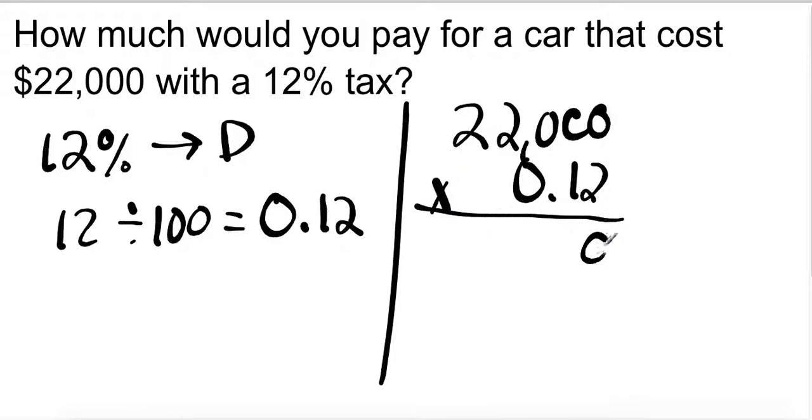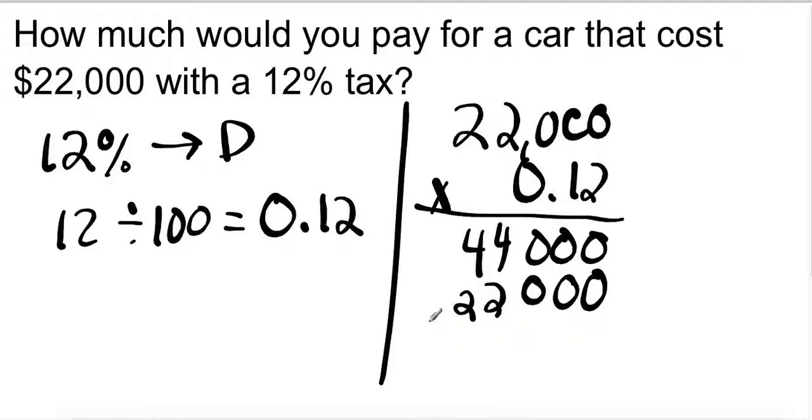And 2 times 0 is going to give me 0. 2 times 2 is 4. Next, I'll need to include a placeholder since we're moving over one place value. 1 times 0 is 0. And then 1 times 2 is, of course, 2. All right. We're going to do a little bit of addition. So I see that just in taxes we'll be paying $660. So I know that 12% of $22,000 is $660.